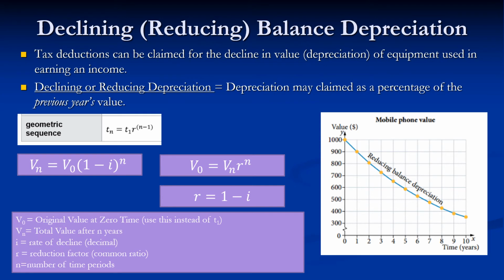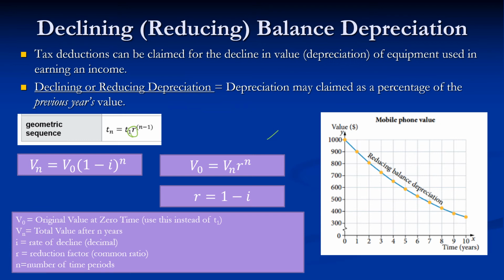Now, declining or reducing balance, I've also heard it called diminishing balance, is another form of depreciation. And this is based as a percentage of the previous year's value. So it's a declining or a decaying, so it's geometric decay in this case. And instead of an R being more than 1, that's going to be less than 1.